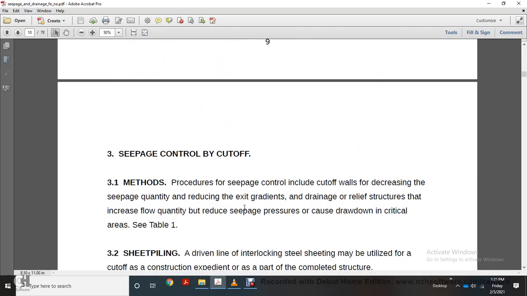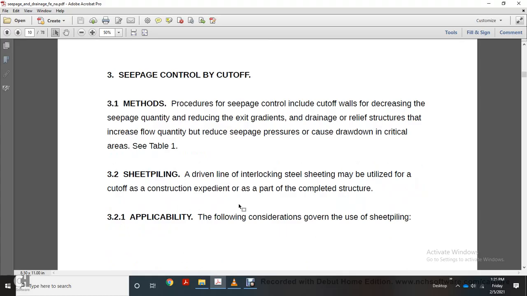Alright, 3. Seepage control by cutoff. The procedure for seepage control includes cutoff walls, with the degree of seepage decline, reducing the exit gradient, drainage or relief structures that increase the flow quantity by reducing seepage pressure, and cutoff of the drawdown in the critical area. See Table 1. Sheet piling.